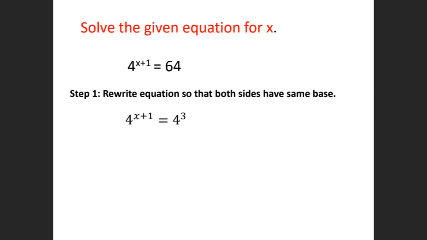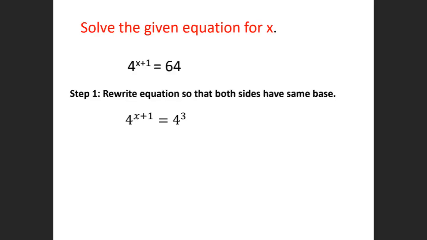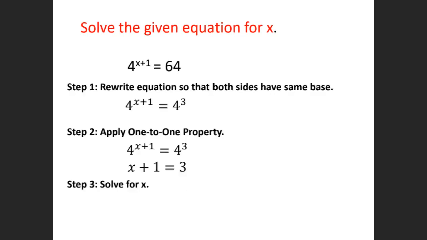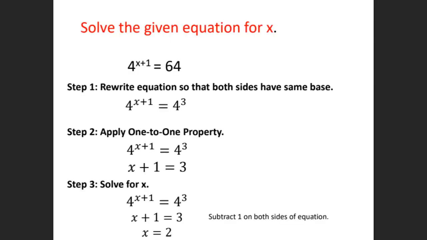Now I see that I have two exponential expressions that are equal to each other and have the same base. And for these two expressions to be equal, the exponents also have to be equal. So I'm going to set the exponents equal to each other. This means that x plus 1 has to be equal to 3. And it's easy now to see that x would be equal to positive 2. Yes? So subtract 1 on both sides, and x will be equal to 2.